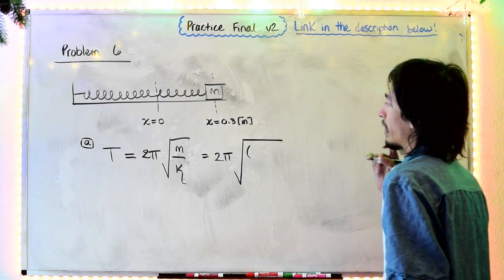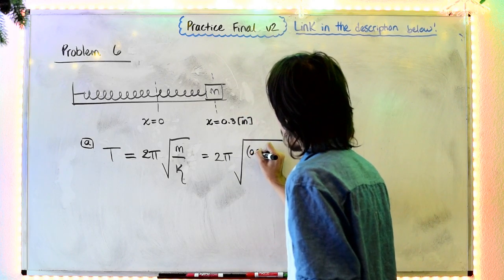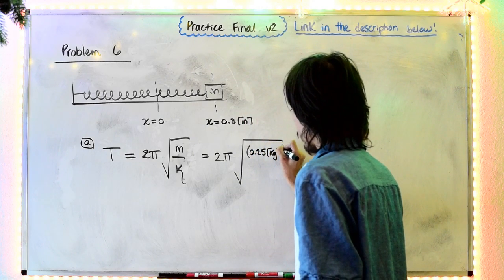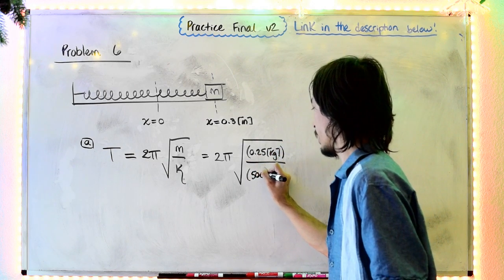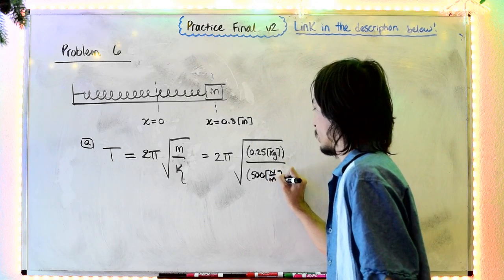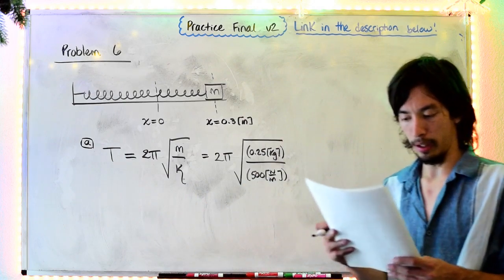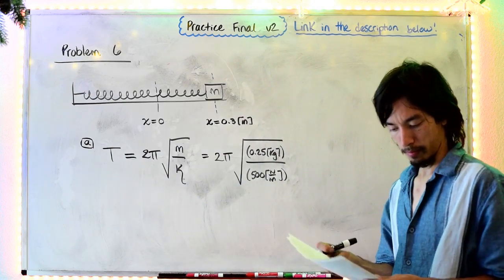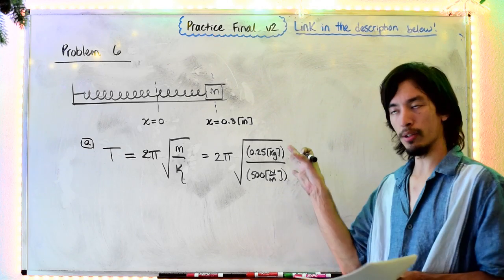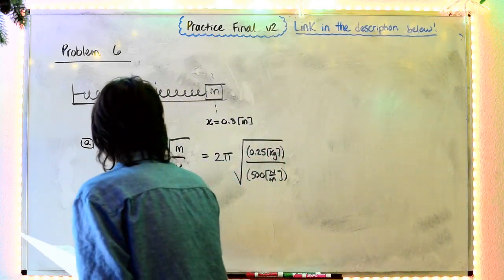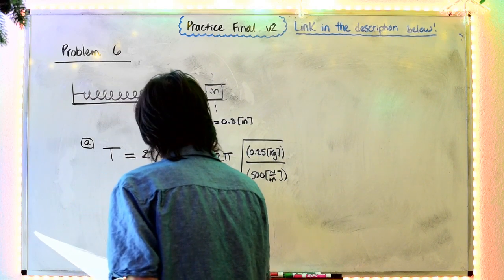Mass is given as 0.25 kilograms, and the spring constant is 500 newtons per meter. Okay, so when you plug in those numbers, you calculate it. The period is 0.14 seconds.